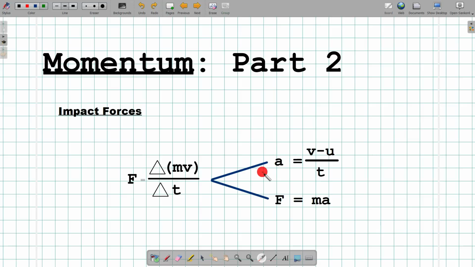We can assume that the masses cancel at either side, and we'll get a is equal to v minus u over t, or delta v over t. And you know that because that's just the equation for acceleration. So just keep those in mind for any questions you're doing.